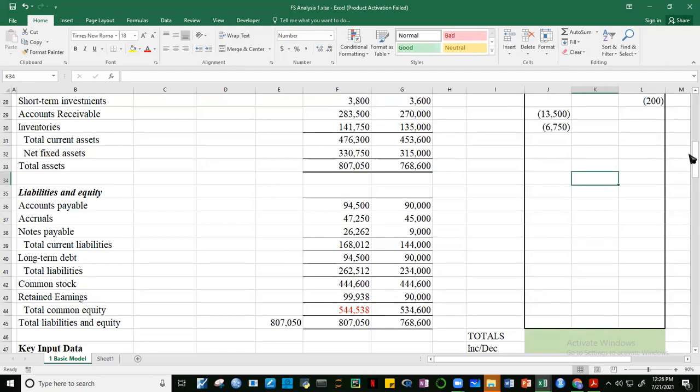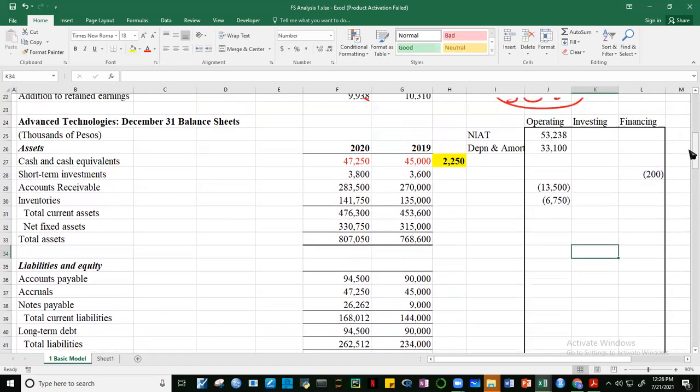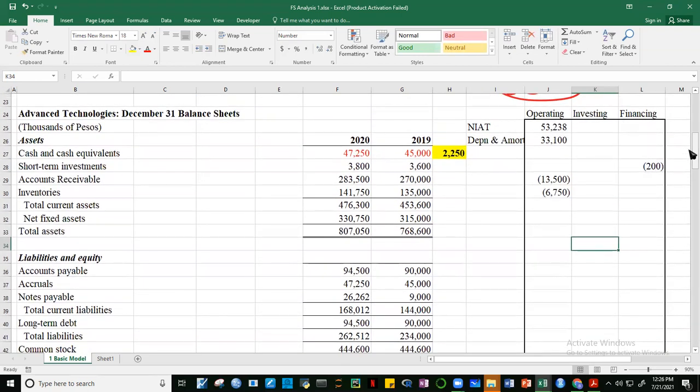Hindi pwedeng either, no? Elijah, it's either a source of cash or a use of cash. Bakit use? Nag-increase yung AR natin. Okay, Gab, you're correct, it's a use of cash. Bakit, Gab? Kasi, di ba AR yan, nagbenta tayo, pero na-collect na ba yan? Has it been collected?